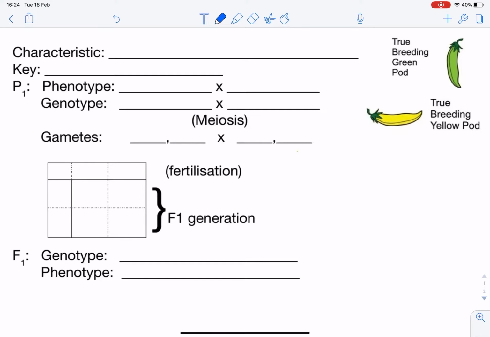So, characteristic, what are we looking at? We are looking at the color of the seed pod. Now we need to pick a key. If they don't give you a key in the exam, you can pick any letter you like. Don't pick an S, don't pick an L, don't pick an I, because those are easy to confuse, or an X even, between capital and small letter. So let's use B, and we'll use capital B will be green because that's the dominant color, and our small b will be yellow because that's the recessive.